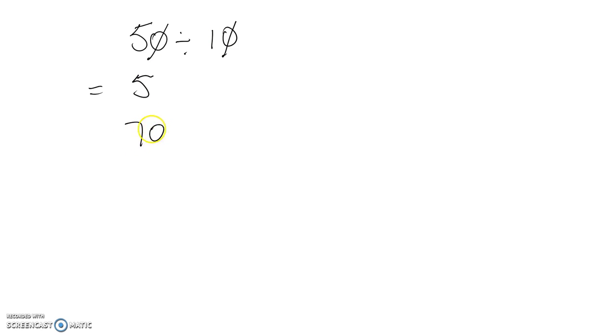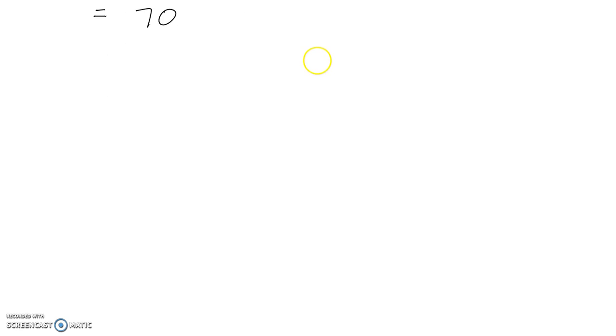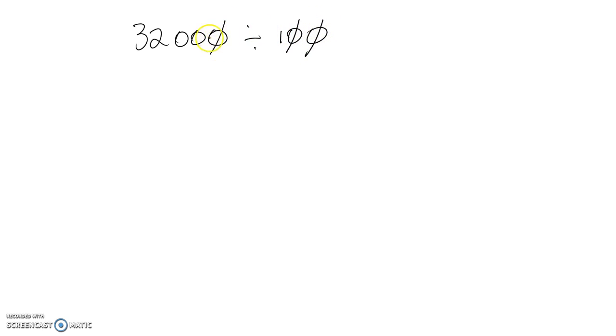If we had 700 divided by 10, the divisor has 1 zero. We cancel that. So we can only cancel 1 zero in the dividend. So we get left with 70 as our answer. Try numbers a little bit bigger. Let's go to 32,000 divided by 100. The divisor has 2 zeros, so we can cancel off 2 zeros, and that leaves us our answer of 320.